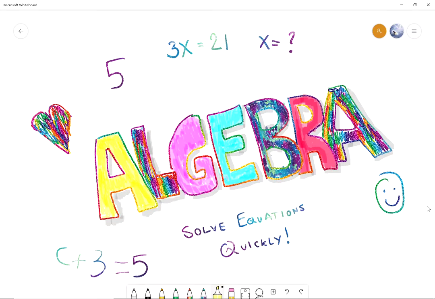La la la la la la la la la la la Algebra.